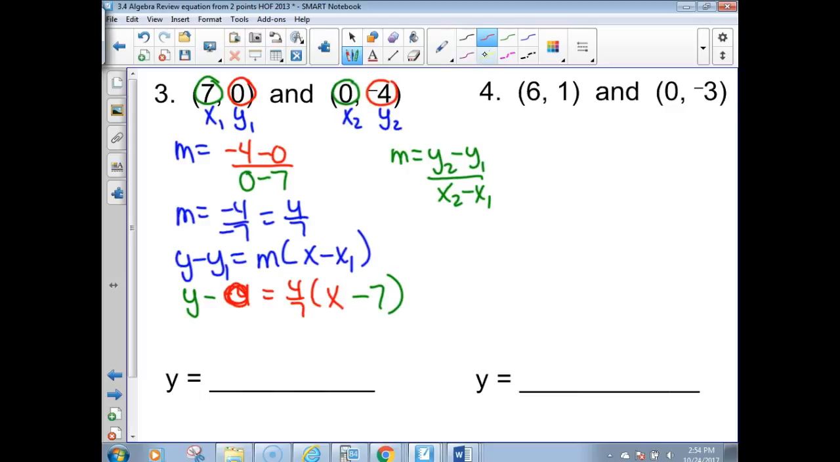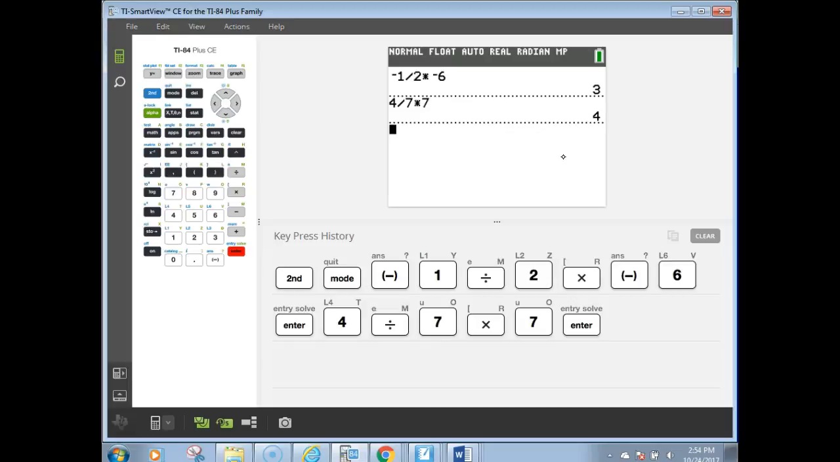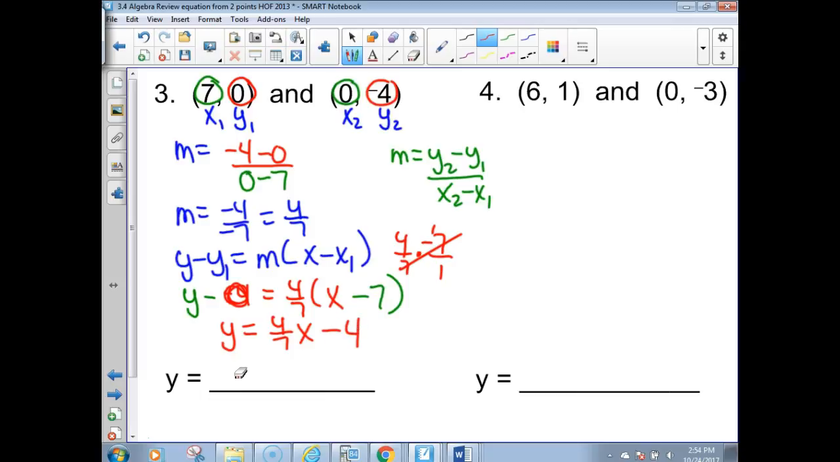Okay, now I've plugged it in correctly. Distribute that 4/7. Now, 4/7 times -7 is going to be negative minus 4. If you don't get that, then you certainly can type 4 divided by 7 times 7. And that would give you 4, and then you had to realize that it was minus 4 because it said -7. That's your answer.